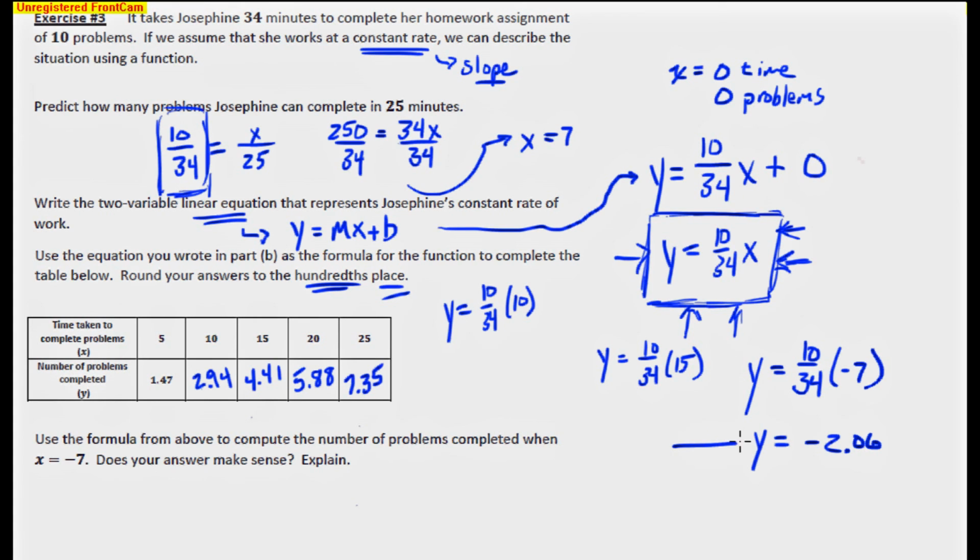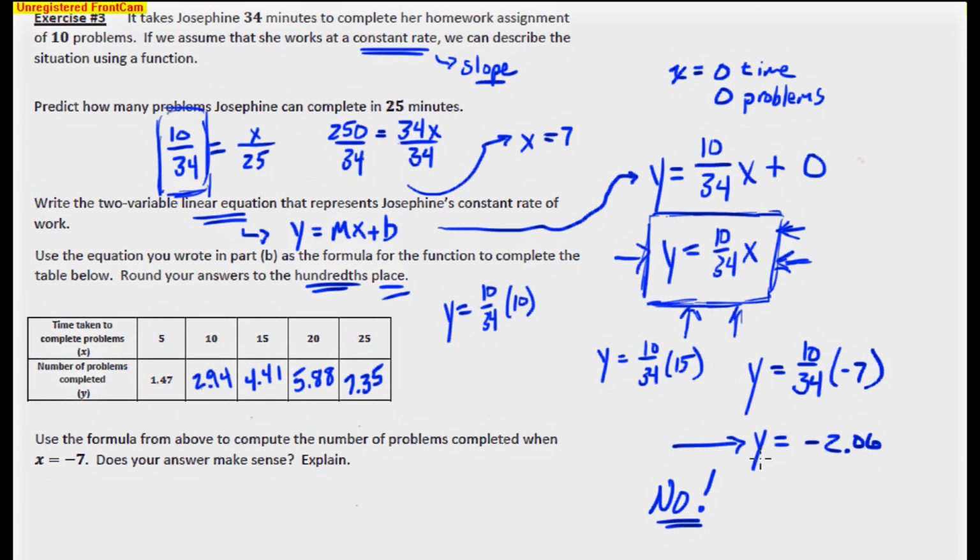Now, does that answer make sense? Look at what y stands for here. Y is the number of problems completed. Does it really make sense that she completed a negative number of problems? No, that does not make sense. You cannot go backwards in the number of problems that you completed. You can't complete a negative amount of problems.